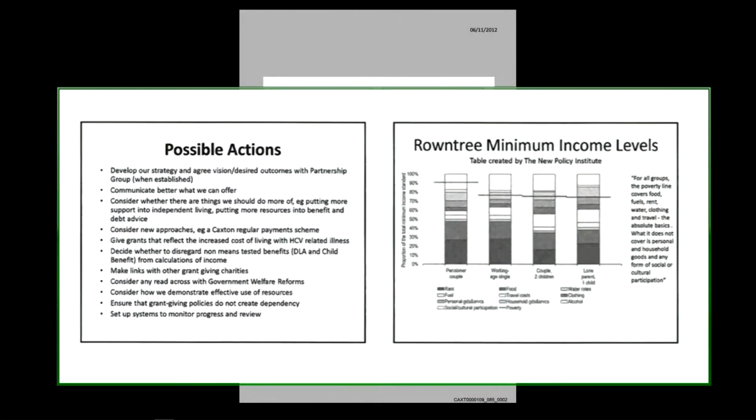So I think the next page was suggesting where we might go from there. So you've got the slide there, possible actions. Yes. So again, my theme of communicating better what we can offer, looking at new approaches, for example, a regular payment scheme, ensuring that whatever we do, we're reflecting the increased cost of living with hepatitis C. So, the recognition that the official poverty line does not take account of the increased costs of living with hepatitis C.